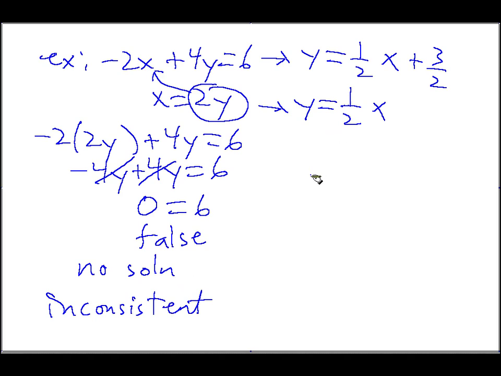So this linear system is inconsistent, we say. Let's try another one. Bottom line: when you use the substitution method and you get a false statement, a nonsense equation like 0 equal to 6 at the end, then you know these two lines are parallel and it's inconsistent. All right, let's try another one.